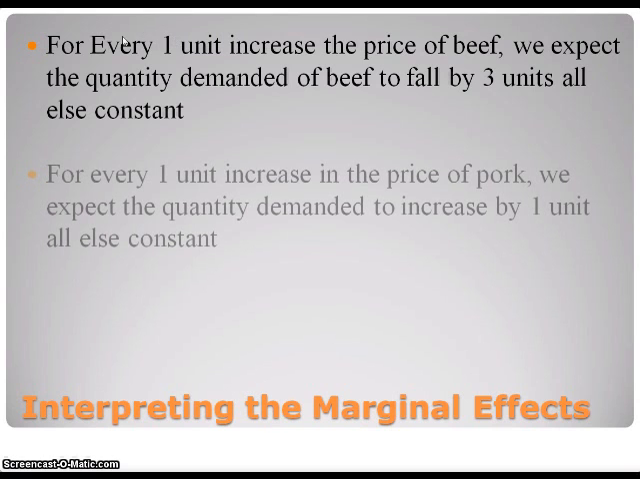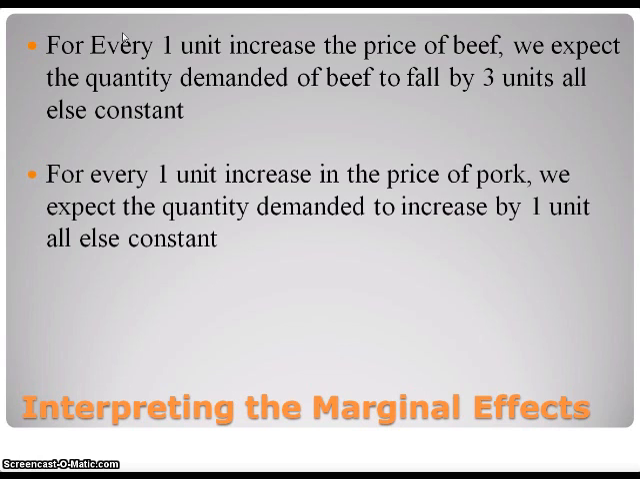The second marginal effect in the demand equation would be interpreted as follows. For every 1 unit increase in the price of pork, we would expect the quantity demanded of beef to increase by 1 unit, all else constant. Again, the all else constant plays an important role. Here, what we are holding constant is the price of beef.